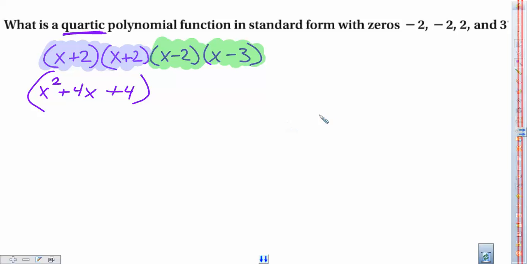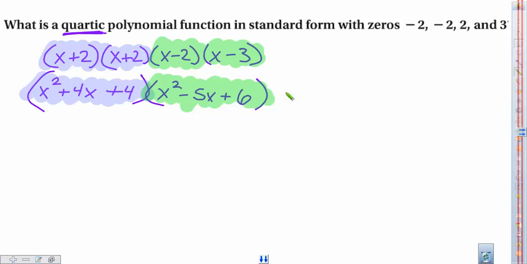Does it make sense here in the first case that we should have x squared plus 4x plus 4? How about the other one, the green one? Take a look at that. How comfortable are you with that one? Works for me too. Now it's time to multiply those together.